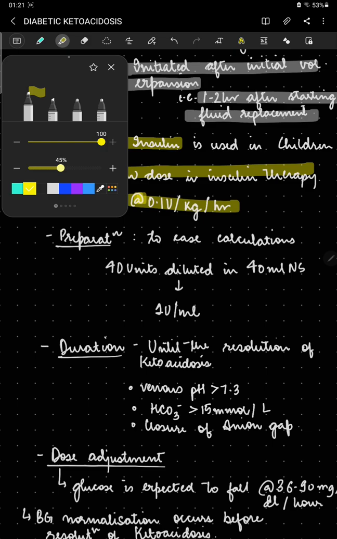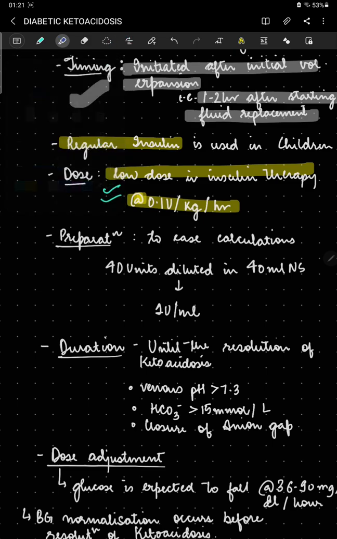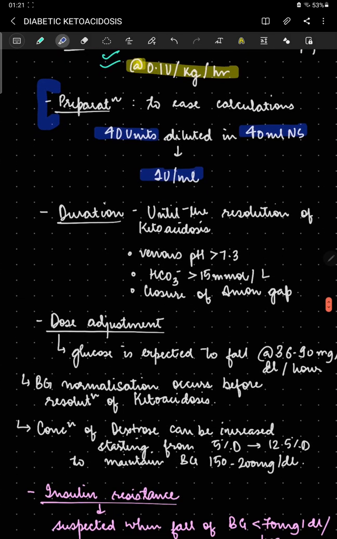Now, how to prepare it for children for easy calculations? In 1 vial there is 40 international units, 40 units per ml, right? So you take 1 ml, that is equivalent to 40 units, and dilute it in 40 ml NS, and that would give you a solution with 1 unit per ml, right? And now the calculations would be very easy.